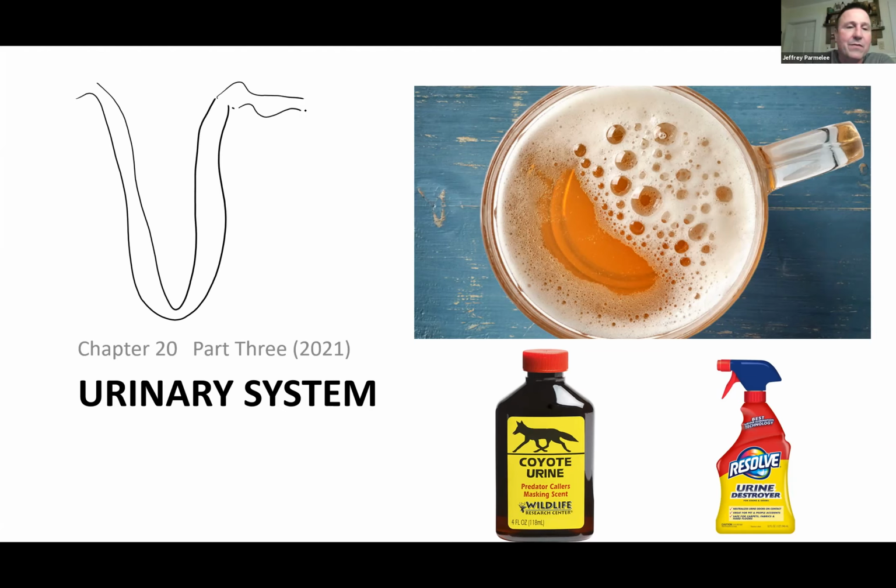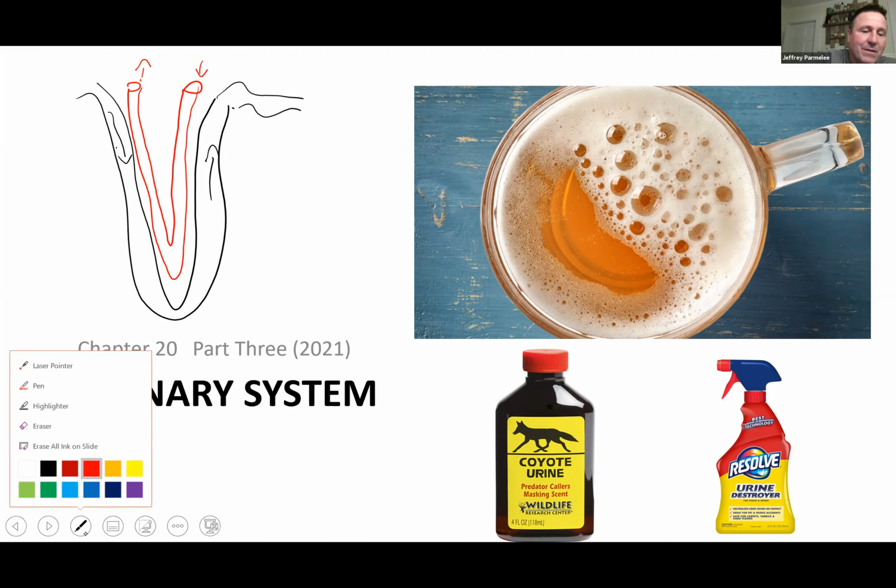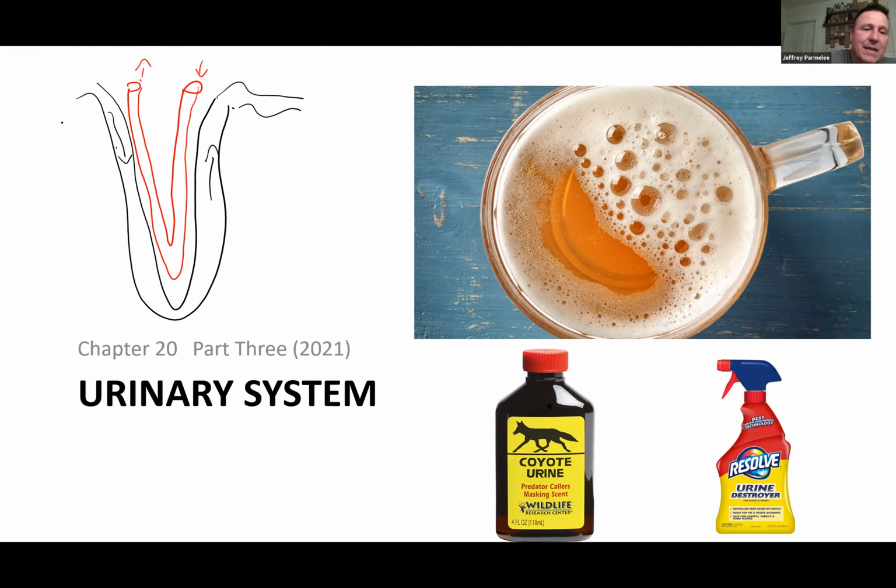If you remember from the lecture, the fluid is moving down the descending limb, then up the ascending limb. And then you had the vasa recta, the blood vessels, but the blood's going in the opposite direction. There's this countercurrent exchange mechanism. Some things to keep in mind: the descending limb is permeable to water, so water is going to leave. The other side is impermeable to water.